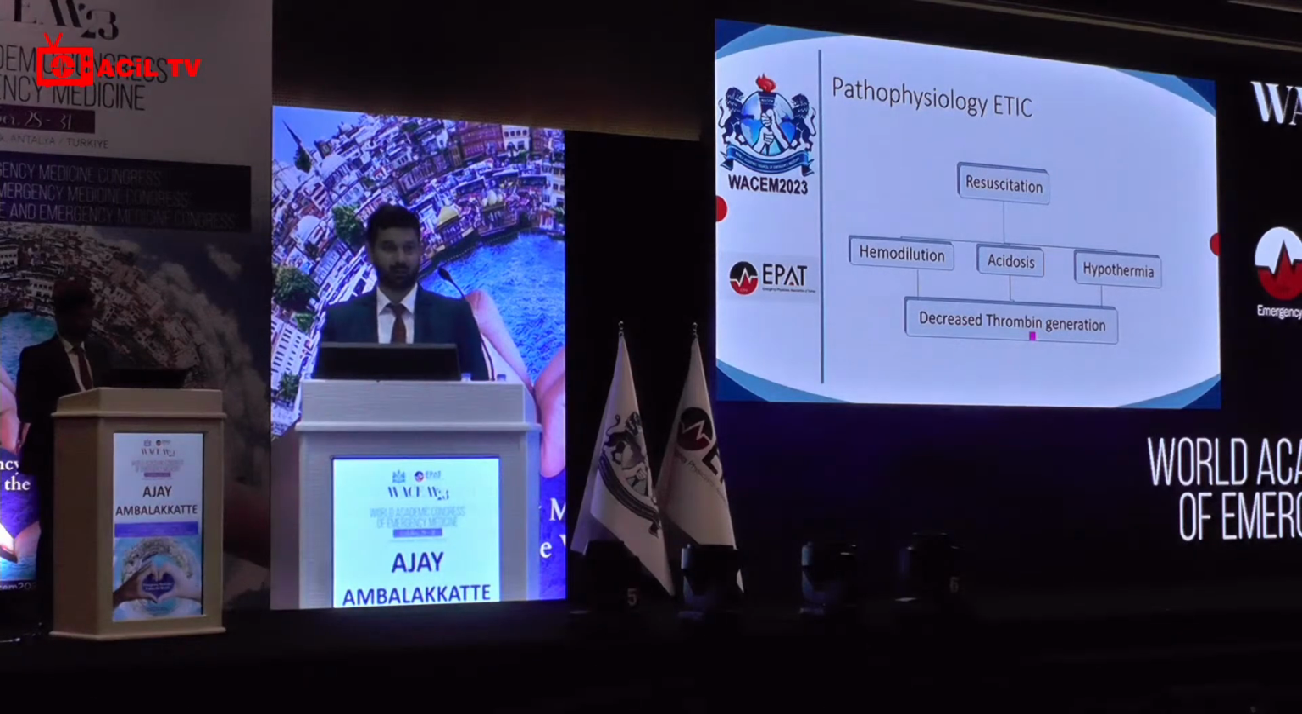Coming to what we do when we resuscitate, we produce hemodilution. There could be some amount of acidosis. There could be some amount of hypothermia. All these are risk factors for decreased thrombin generation. Hemodilution up to 50% does not affect the clotting mechanism. Acidosis can decrease thrombin generation in the propagation phase by around 50%, but it does not affect the initiation phase of coagulation. Hypothermia, at temperatures of 30 degrees Celsius, is needed to impair coagulation.